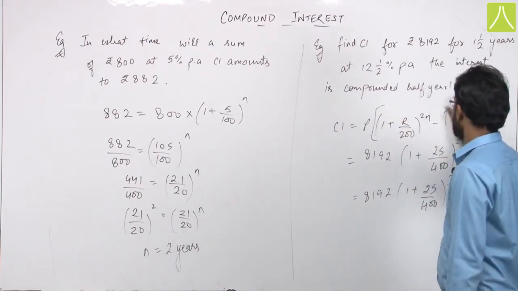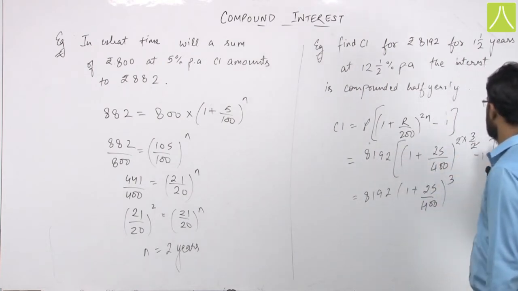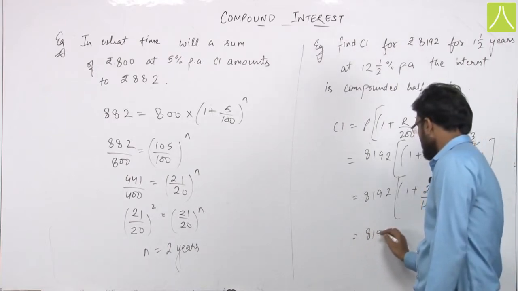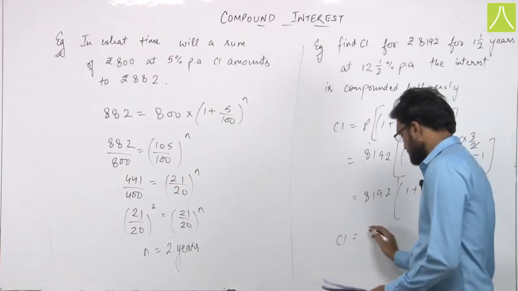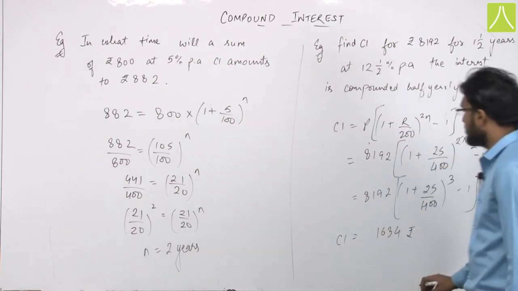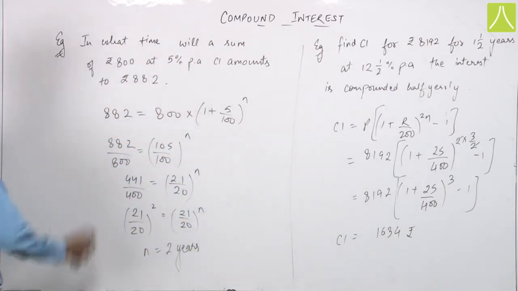So minus 1. Solving this equation, you will be getting the compound interest as rupees 1634 only. I have already solved it over there, so you can easily solve it. You will be getting the compound interest as 1634.